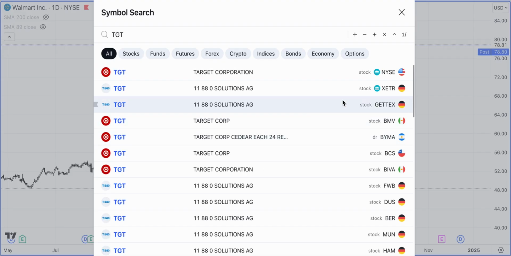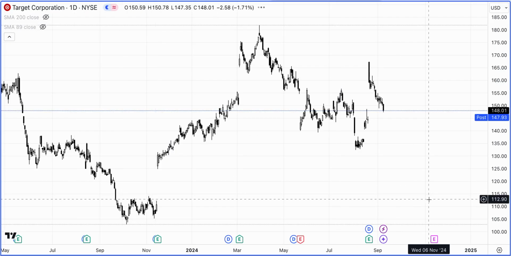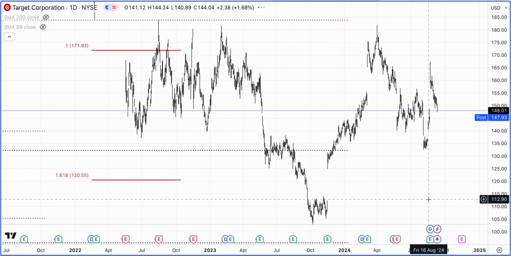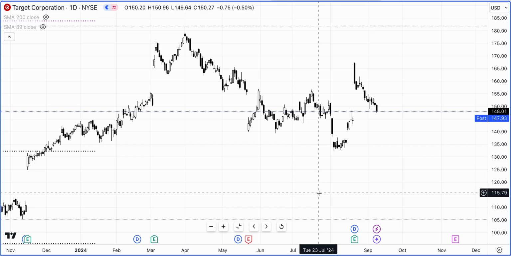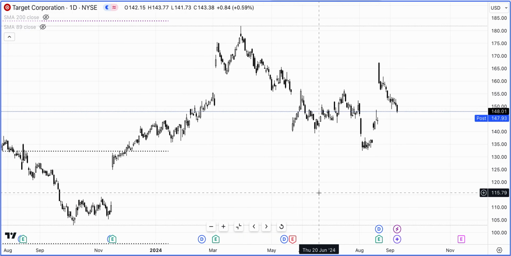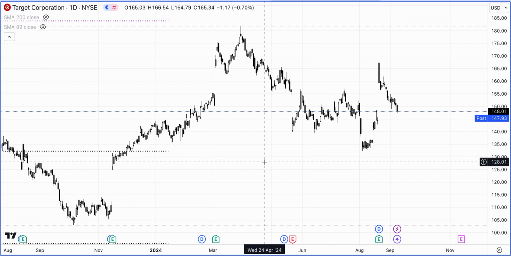If we take a look at Target, Target stock is not doing that well. I think the company has had some issues with its inventory management, perhaps. And what else can we take a look at? So yeah, the consumer discretionary is actually under stress at the moment.